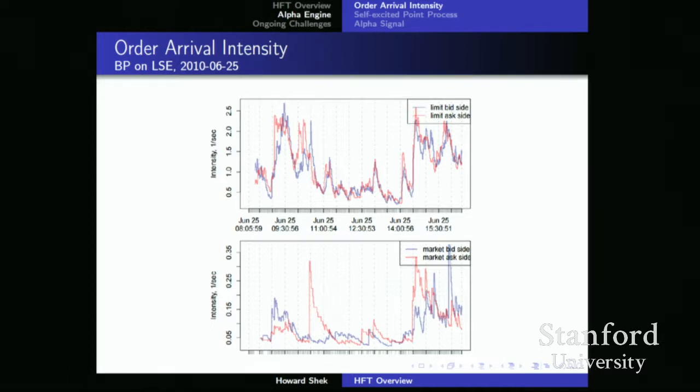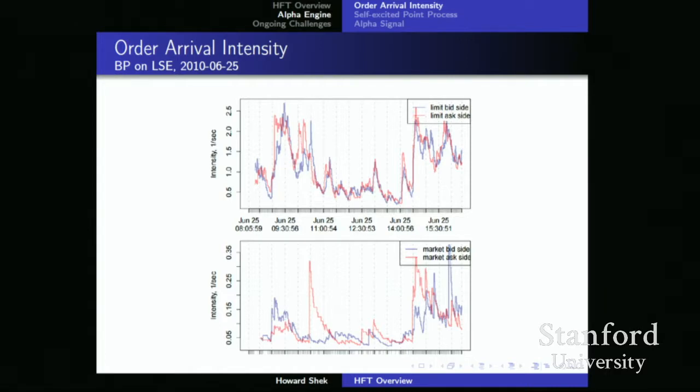Ignore the top panel for now and concentrate on the bottom panel. Here I plotted the empirical arrival intensity of trades on the bid and ask side of the market. Market bid side here means a trade happened on the bid side, so someone sold to the bid side. And ask side market intensity means someone actually lifted the offer in the market.